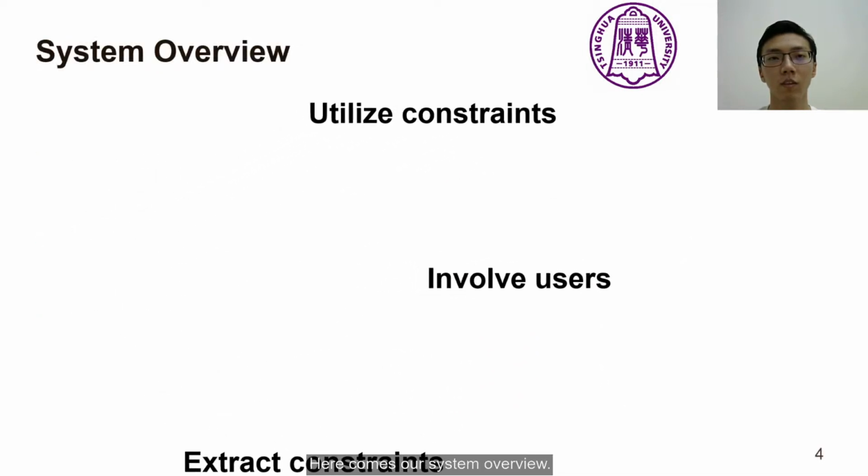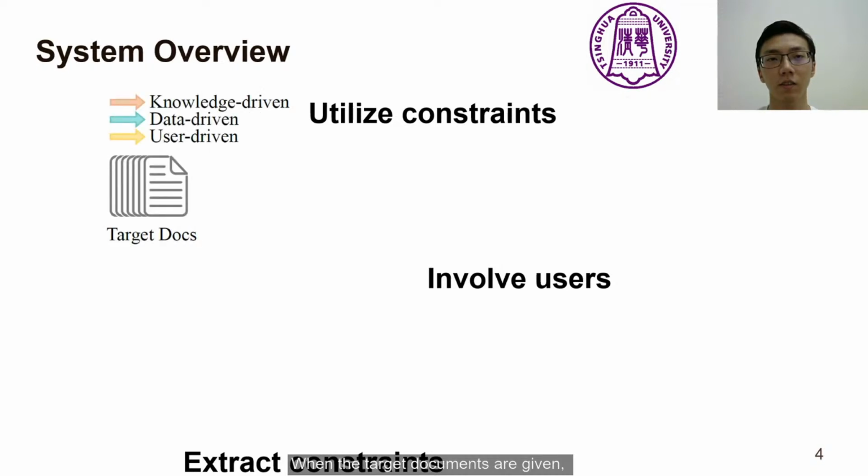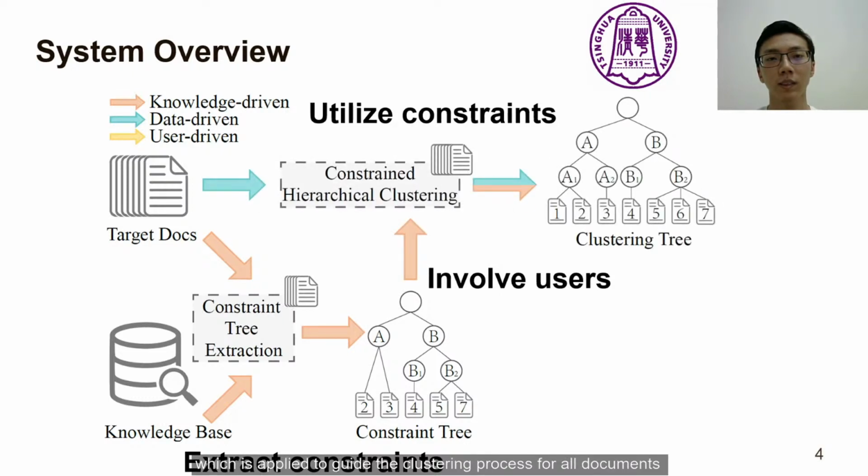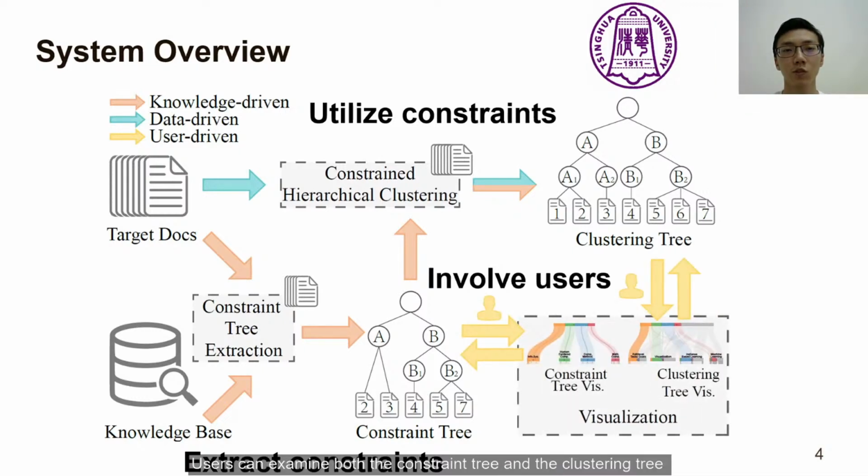Here comes our system overview. When the target documents are given, we first use the knowledge base to build a constraint tree on a subset of documents, which is knowledge-driven. The constraint tree brings a set of constraints which is applied to guide the clustering process for all documents and generates the clustering tree. So it is a combination of knowledge-driven and data-driven. Users can examine both the constraint tree and the clustering tree and make some modifications to them, which are also considered as constraints and affect the clustering, so it is user-driven.